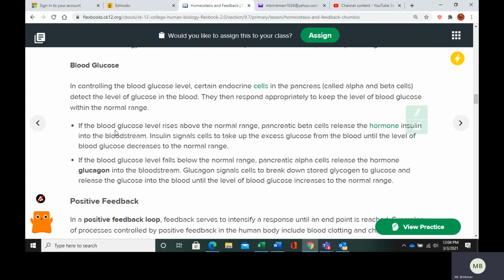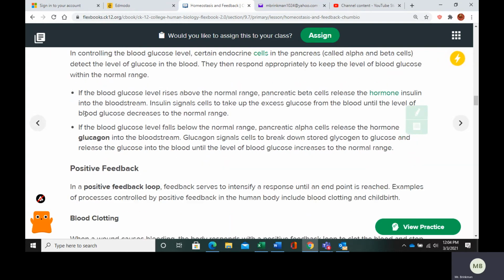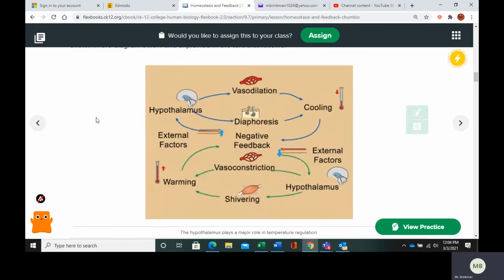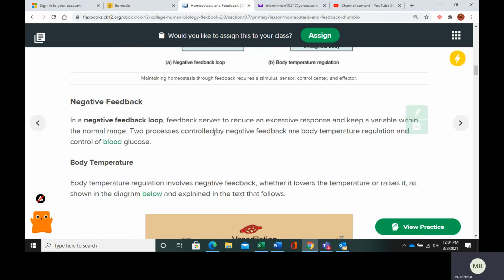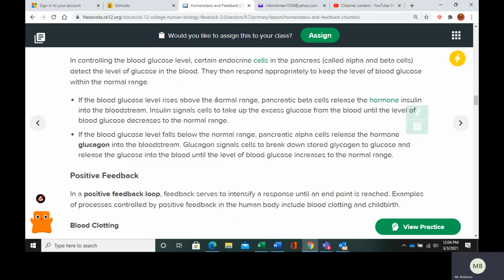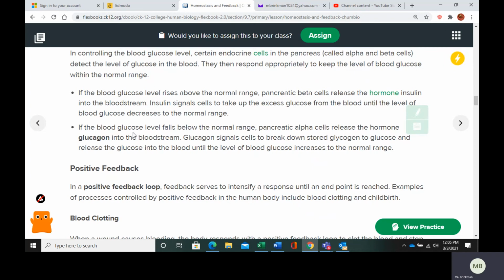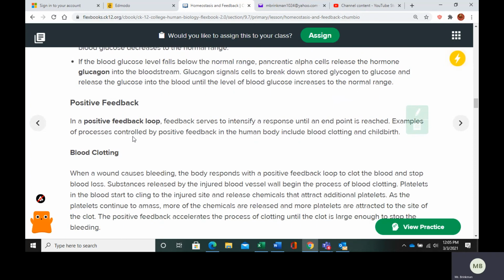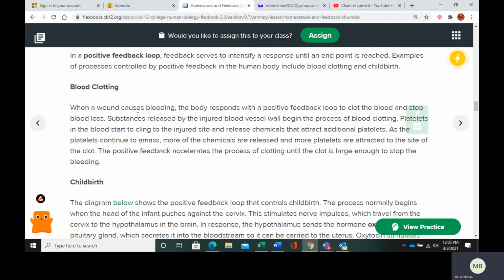All right, I won't go entirely through blood glucose because you get the idea. If there's a stimulus, it tries to reduce the excessive response. So if you're too hot or too cold, or if your blood glucose is not within the normal range. Positive feedback loop is going to intensify a response. So some examples of these are blood clotting and childbirth. I won't go into the childbirth one. You can look at that on your own.